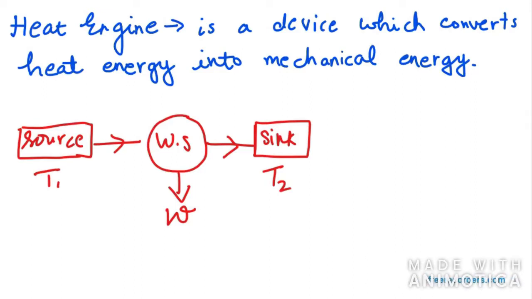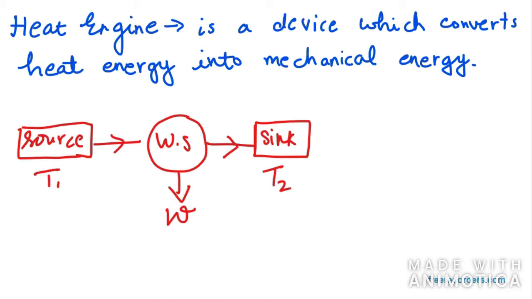So today I would be covering heat engine. Heat engine is covered under thermodynamics, and this is my fifth lecture on thermodynamics. So let's start with it. A heat engine is a device which converts heat energy into mechanical energy. That means it is a very useful device because it is converting the simplest form of energy, that is heat energy, into mechanical energy, which is a very useful one.